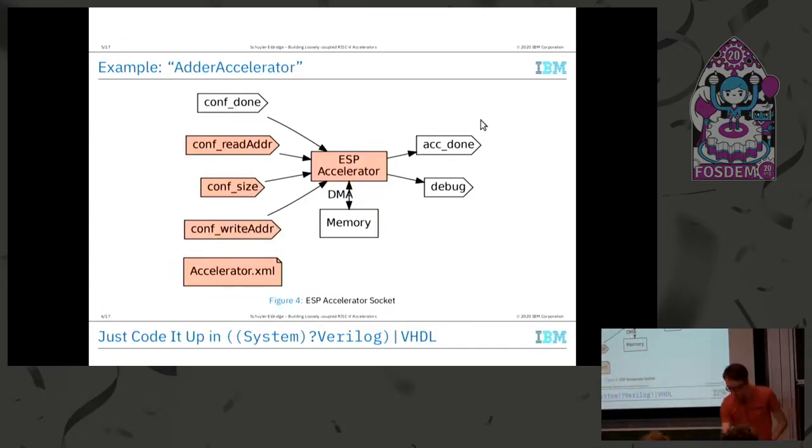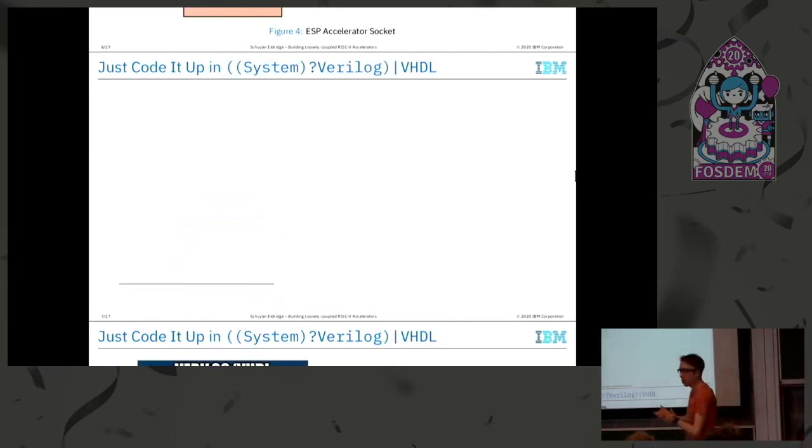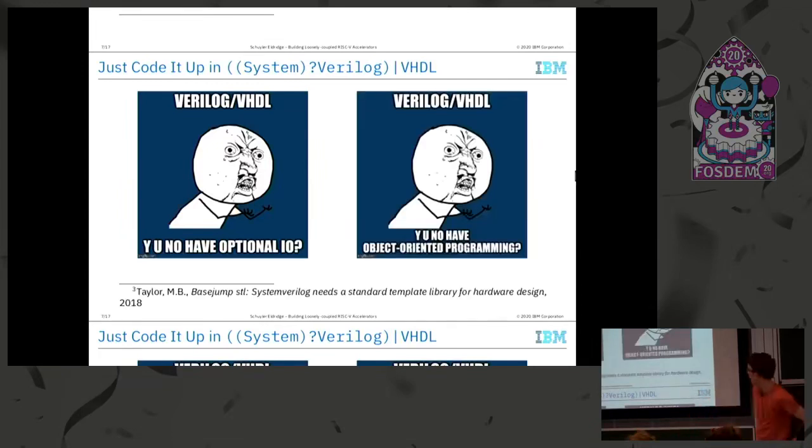Okay, so the usual answer for something like this is, just code it up in Verilog, SystemVerilog, or VHDL. However, Verilog and VHDL are kind of annoying because you don't have optional I/O. This is a fundamental feature that they don't support. Second, we're kind of coding in the 1970s here, or even earlier, but there's no object-oriented programming in Verilog, SystemVerilog, or VHDL.